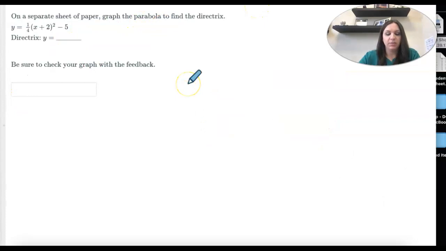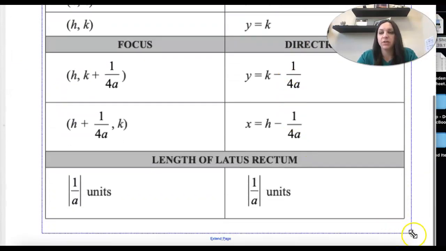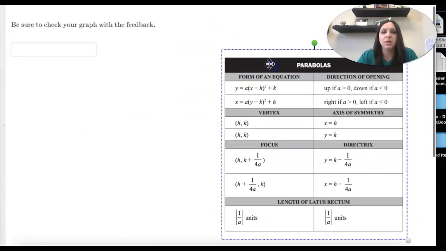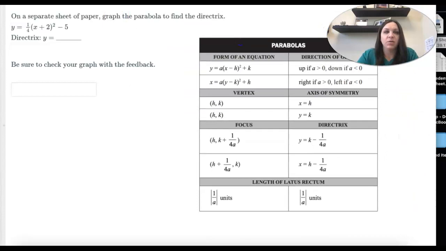So this one is similar to what we already did. We're finding the directrix. So instead of graphing it, I'm just going to jump straight to that formula from here. These are from your notes. That's where these are coming from, okay? So it helps to see the equation.